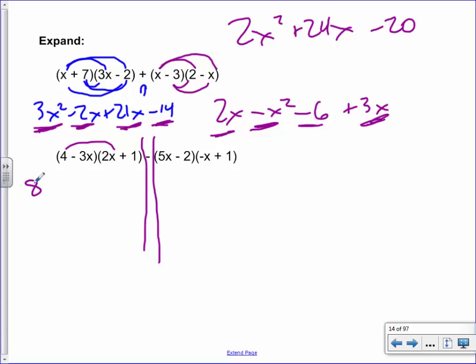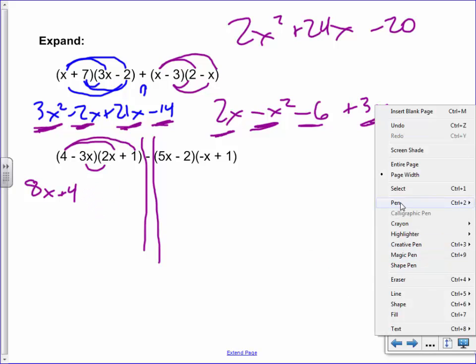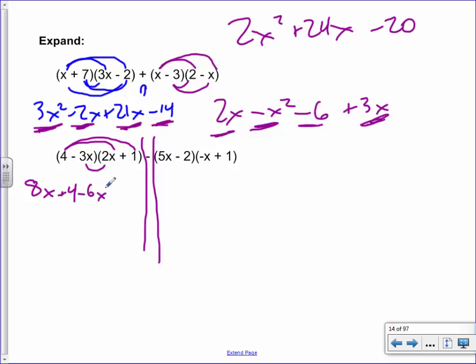4 times 2x will give you 8x. 4 times 1 will give you 4. 3 and 2 is 6x. Ooh, hang on. Should be a negative 6x in there. Negative 6x squared. 8x plus 4. Let's see, did I do that right? This will be an 8x between these guys here. And then the 4 and the 1 will be a 4. This will give you a negative 6x squared, and then that one will give you negative 3x. Again, if you do those 4 things in a different order than I do, I don't care, so long as you have all 4.